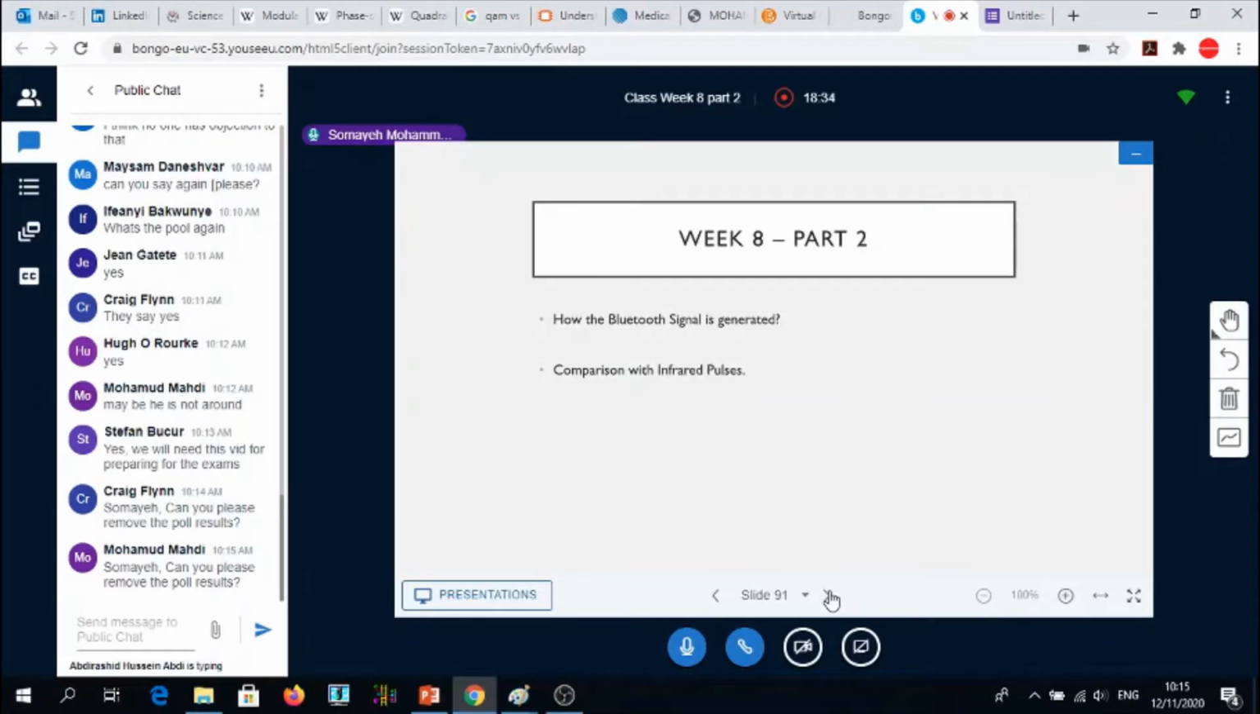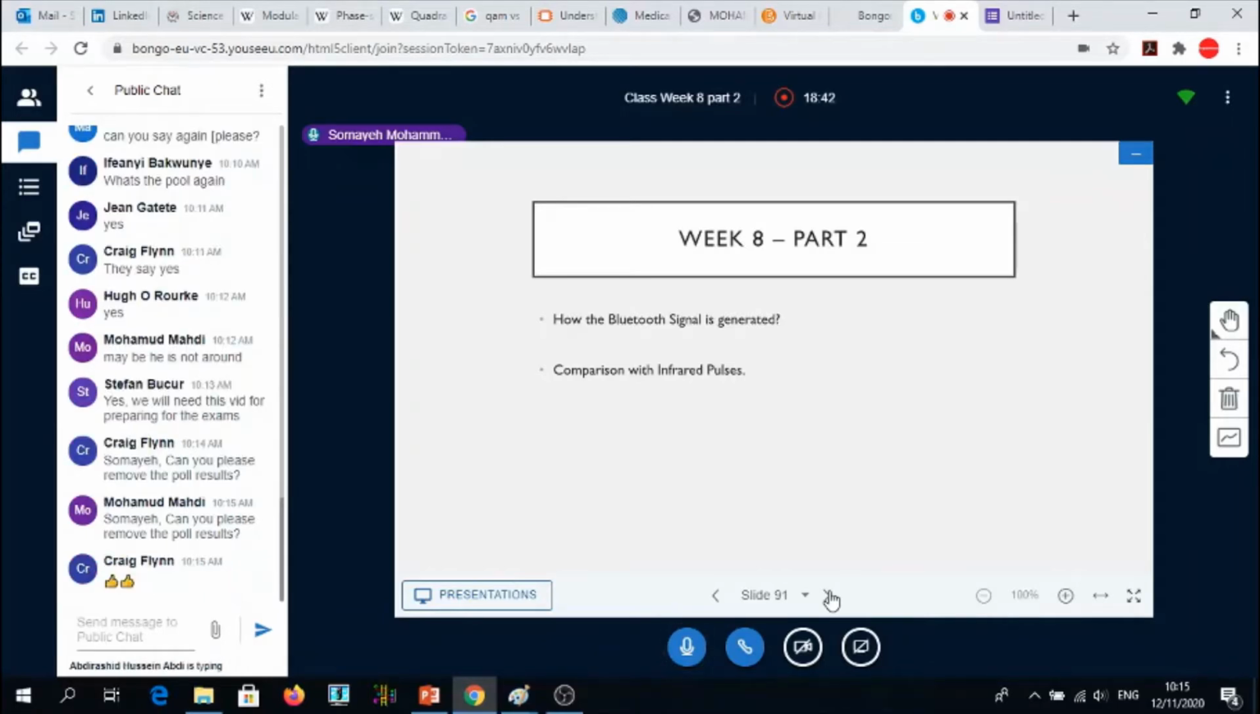Yes, that's it. So today we are going to look at the signal generation, and don't worry about the slides, I have it on Brightspace. We are going to look at the signal generation, and before we move to signal generation, I have a quick comparison of the Bluetooth signal with infrared pulse.